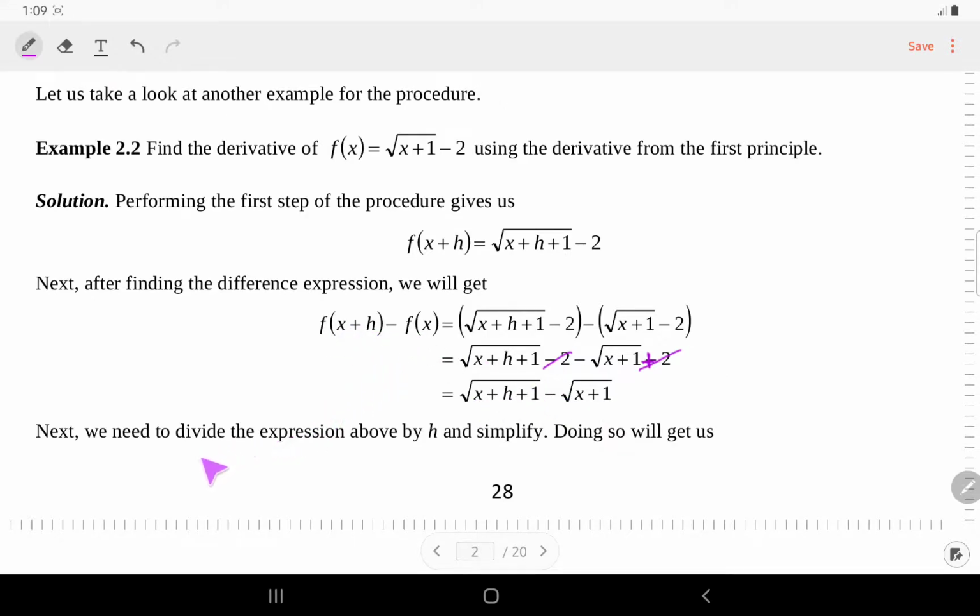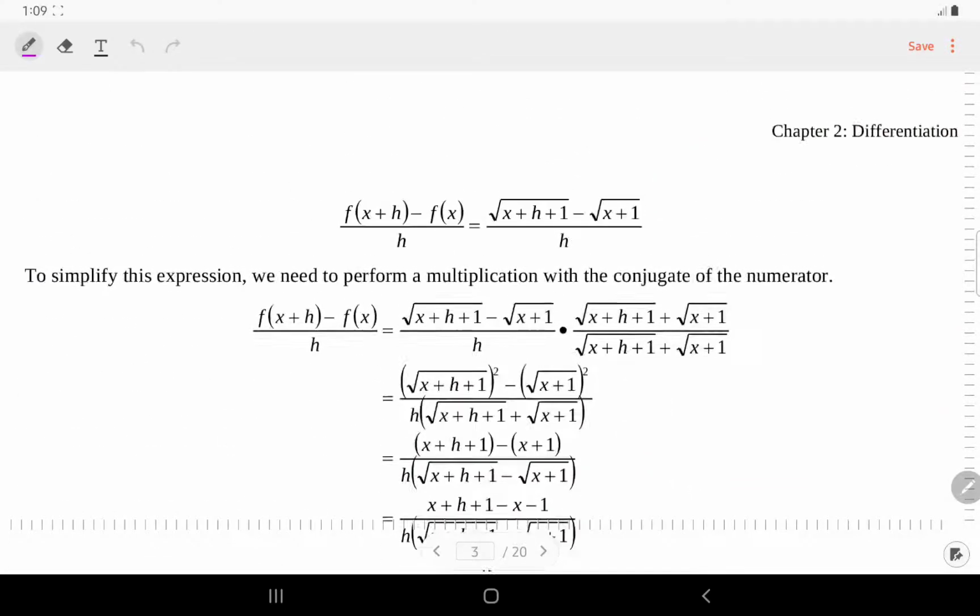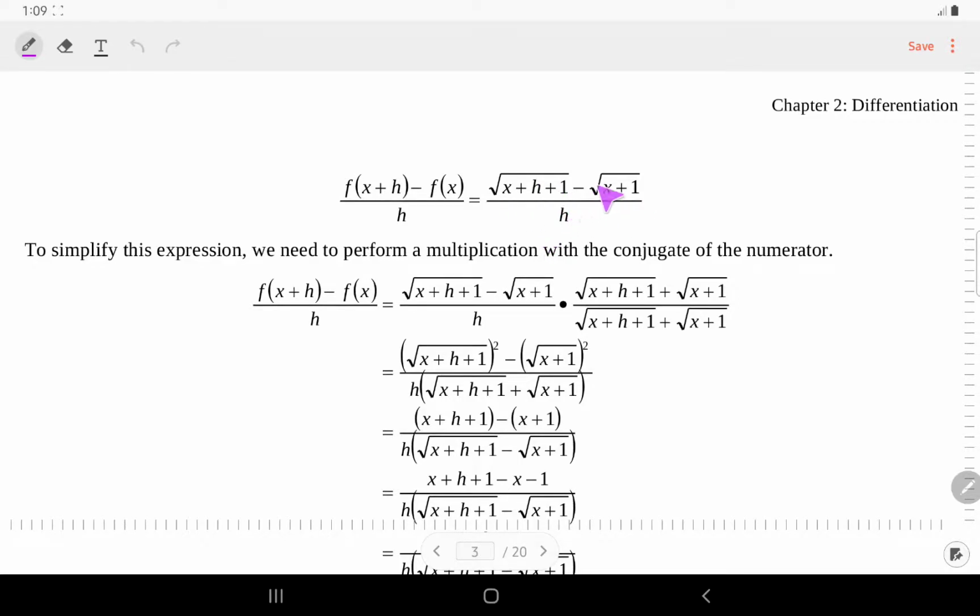And then for the third step, we need to divide this expression with h. So continue with next page. So kita bahagi dengan h and then simplify. This expression kita nak simplify. So in order to simplify, we need to conjugate, multiply with the conjugate of the term yang ada square root ni lah. So that dengan conjugate, and then it will become this one.